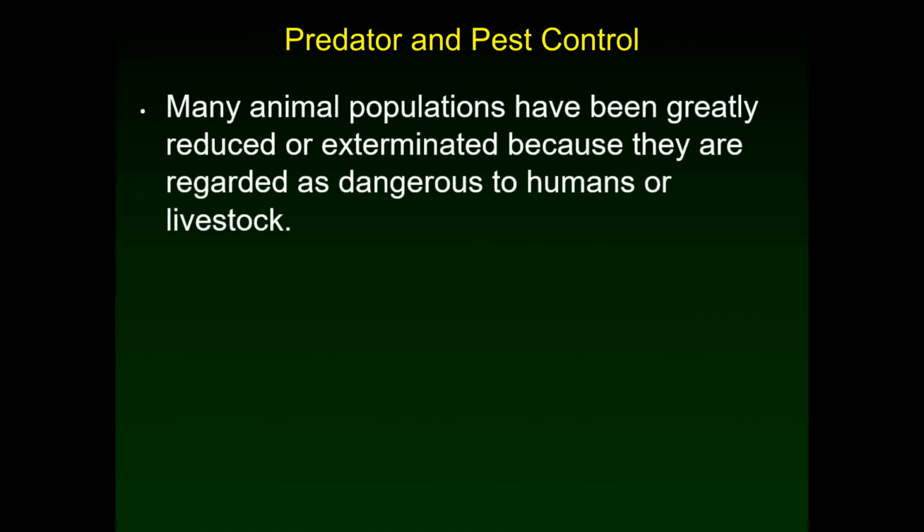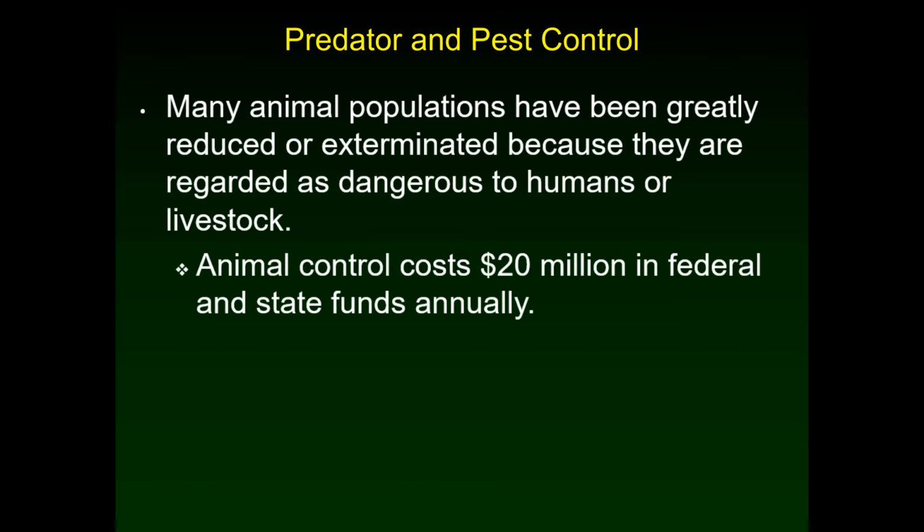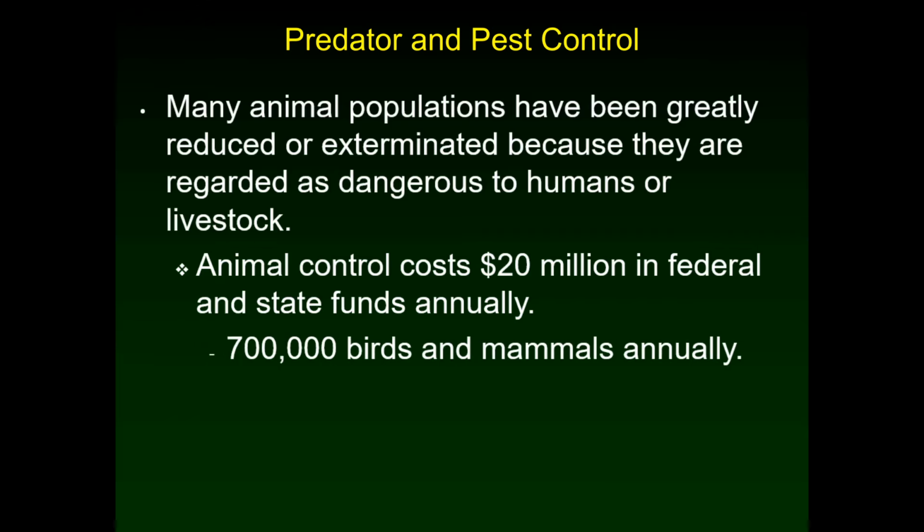Predators and pest control. Many animal populations have been greatly reduced and exterminated because they are regarded as dangerous to humans and livestock. The big example of this is, what is it? The wolves in Yellowstone. That's kind of the big one that's used. Animal control costs $20 million in federal and state funds annually. 700,000 birds and mammals annually.